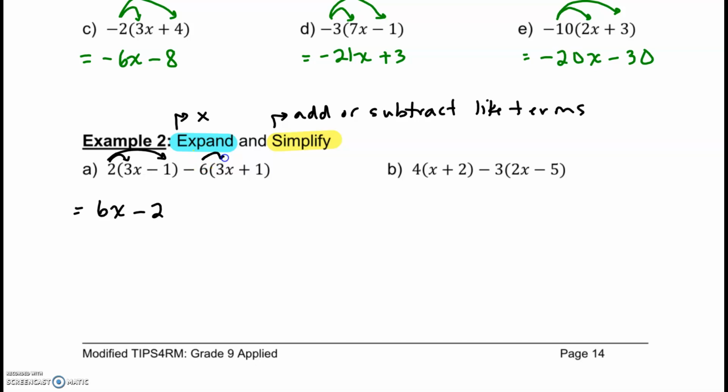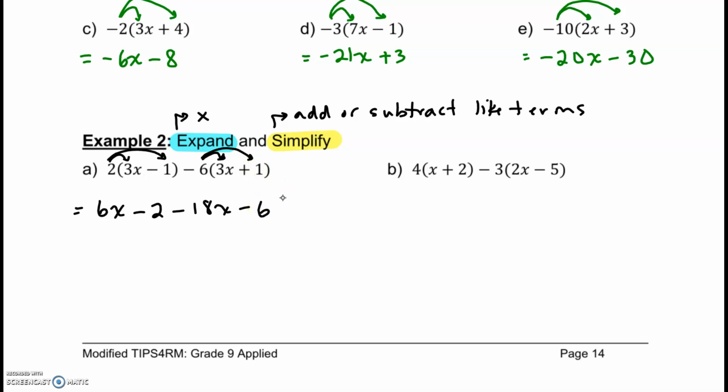Now let's do the next one. Now when we multiply, this is not 6 times 3x. This is negative 6 times 3x. That subtract, remember, belongs to the 6, and it makes it a negative. So negative 6 times 3, a negative times a positive is a negative, and 6 times 3 is going to be 18x. And then let's go negative 6 times a positive 1. So negative times a positive is a negative, and 6 times 1 would be 6.